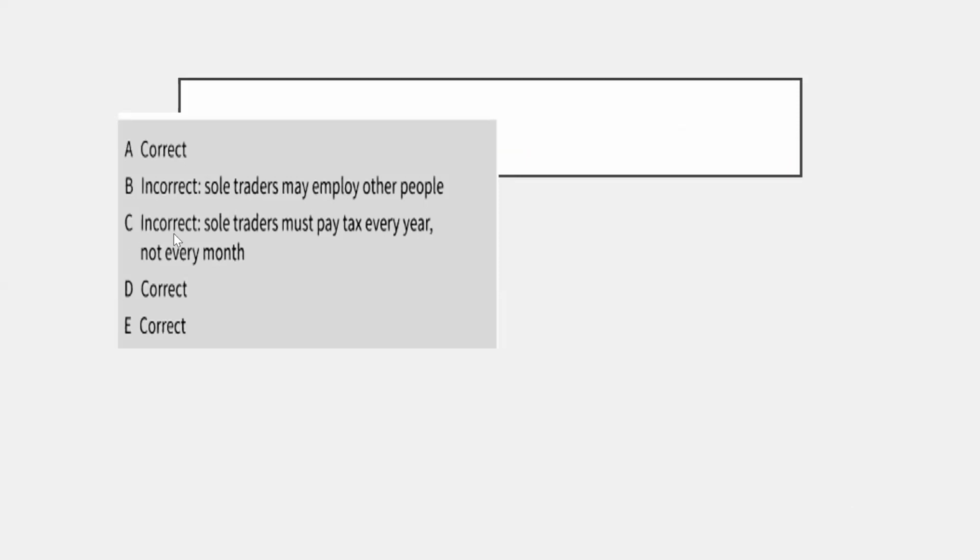And then C is incorrect. Sole traders must pay tax every year, not every month. So they do pay tax, but every year, not every month. D is correct and E is correct. Thank you.